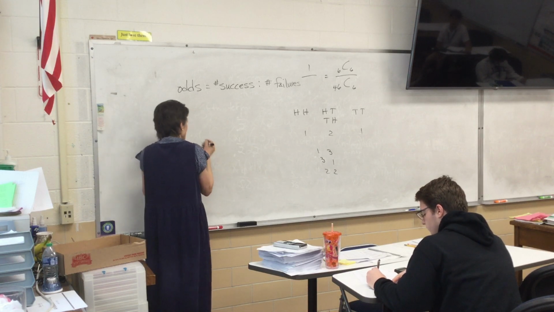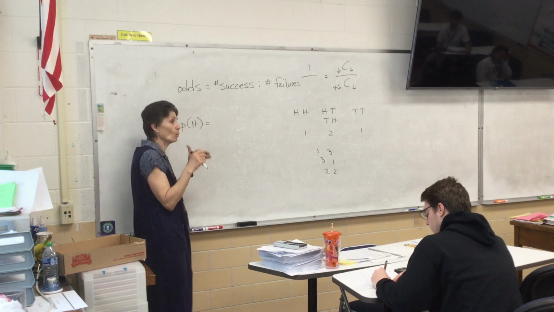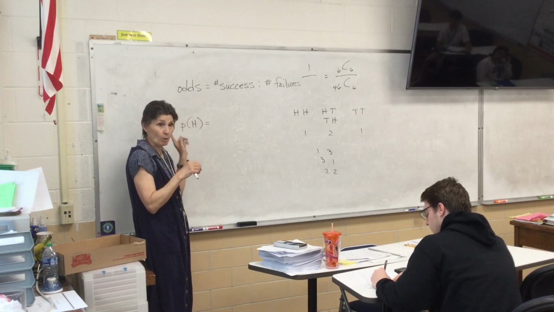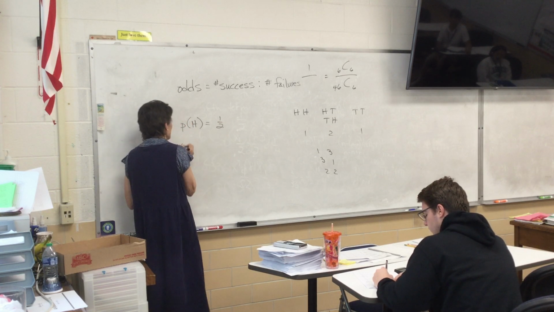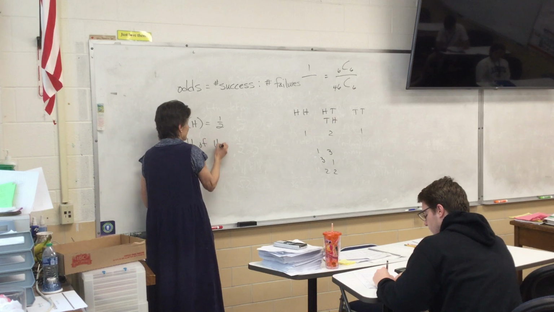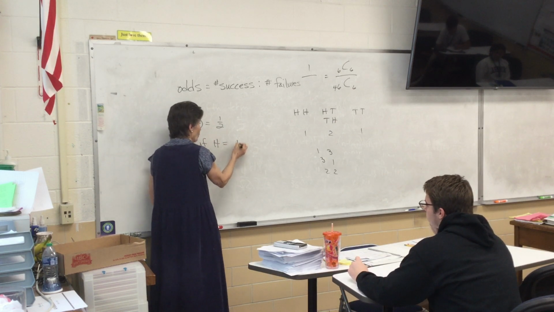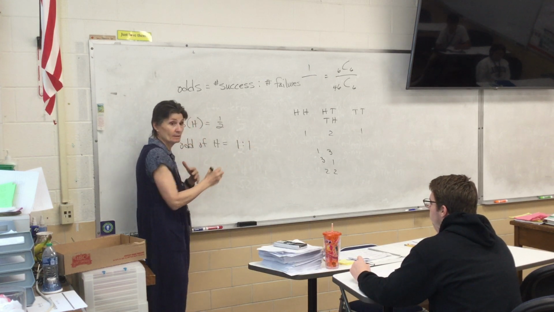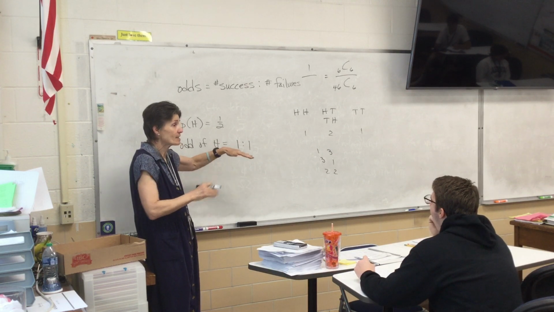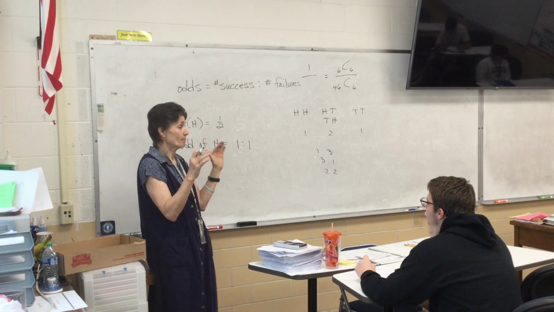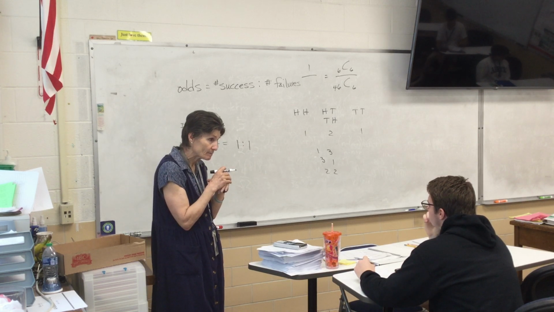So when you said to me that the probability of getting a head, if I toss a coin 1 time, was 1/2, the odds of getting a head would be 1 to 1, because there's one head and one tail. These are called even odds. When your odds are even, it means you have as much chance of winning as you do of losing.